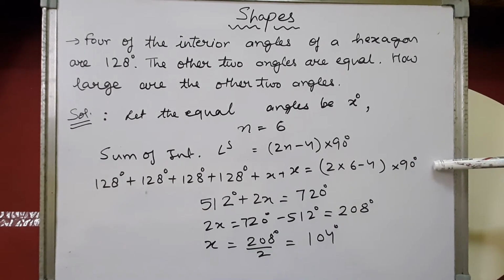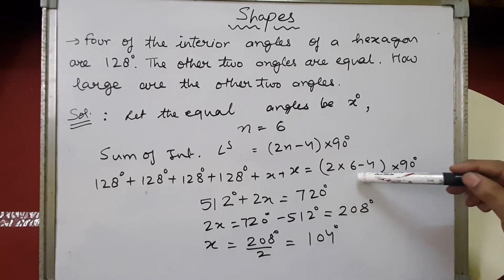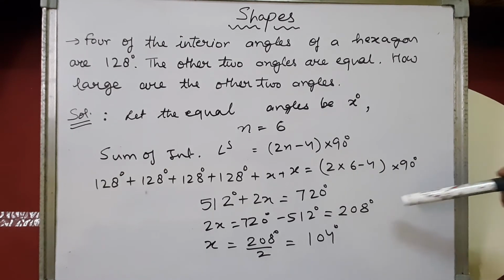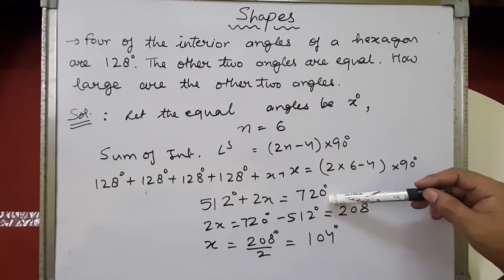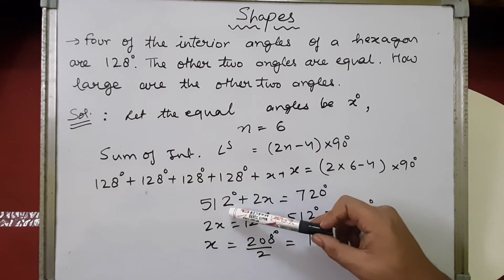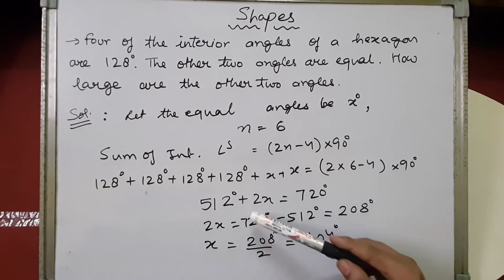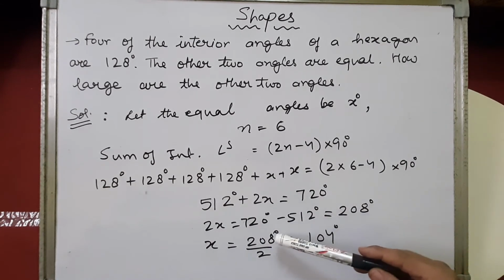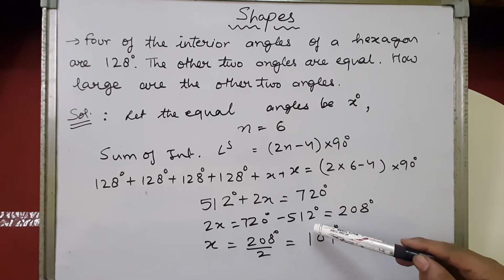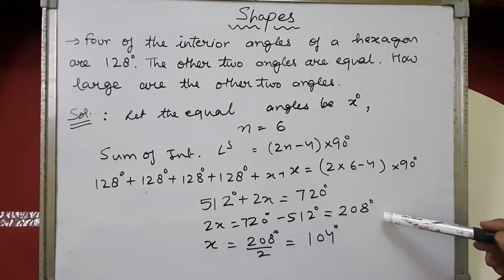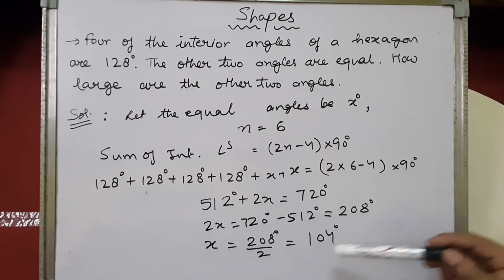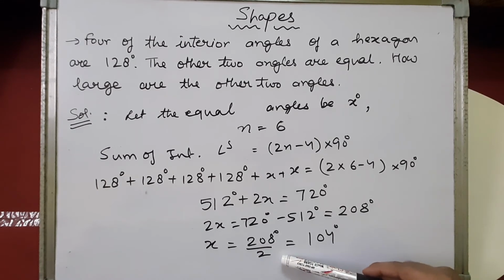If we find the sum of interior angles using the formula, it will be (2 into 6 minus 4) into 90. So 2 sixes are 12, minus 4 is 8, into 90 is 720. When we add 128 four times, we get 512 plus 2x equals 720. Transferring 512 to this side, the value of 2x will be 720 minus 512. We do the subtraction and the value of 2x will come to 208 degrees. When we cross multiply 2, we get x equals 208 upon 2. It will be 104 degrees.